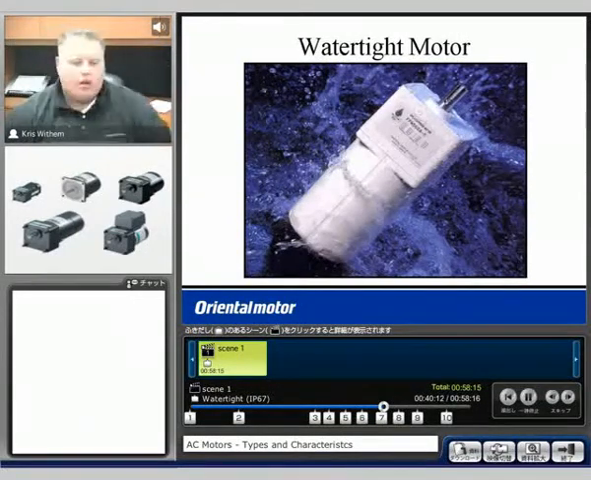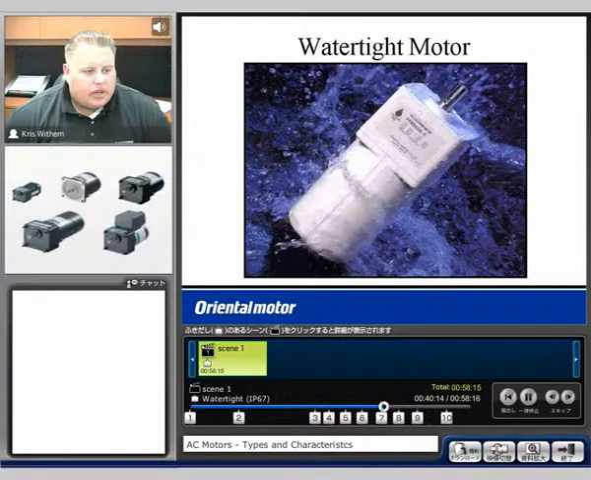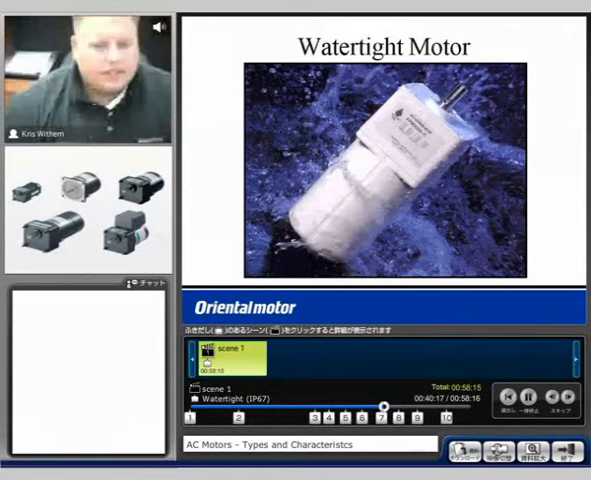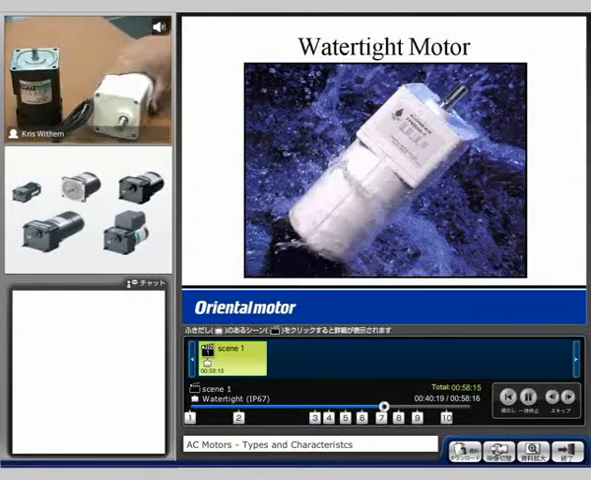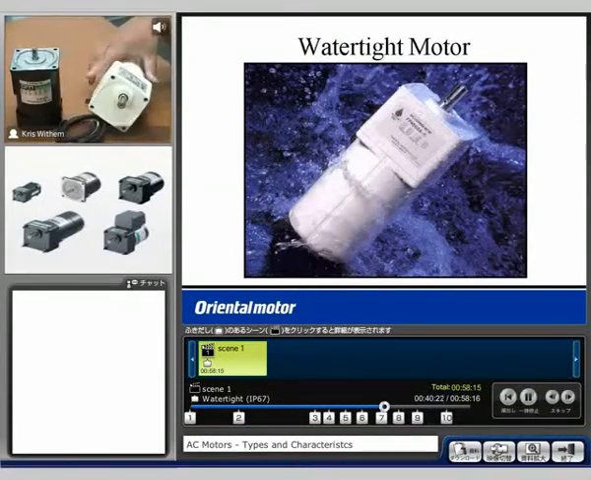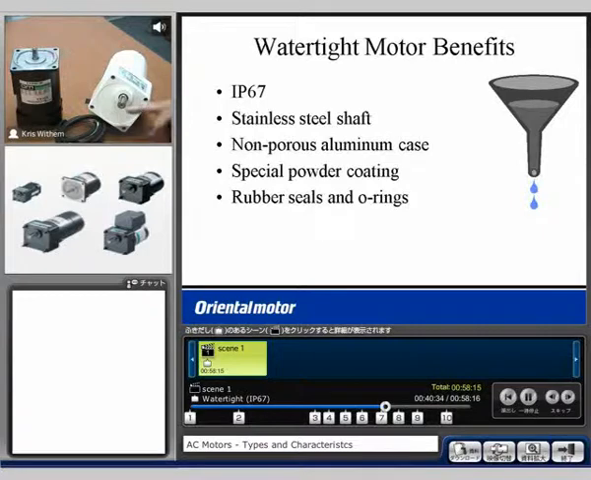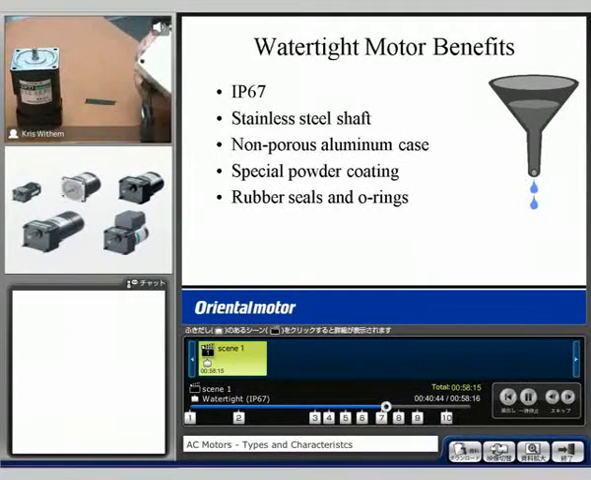FPW series. Now, the FPW series, as we said, has a different paint job on it. You do notice it's got the white painting as opposed to the flat black or the gray. The motor itself is going to have an IP67 rating, a stainless steel shaft and a non-porous aluminum case. Special powder coating, which is the white that you see here, and it has rubber seals around the O-rings and inside the shaft here.